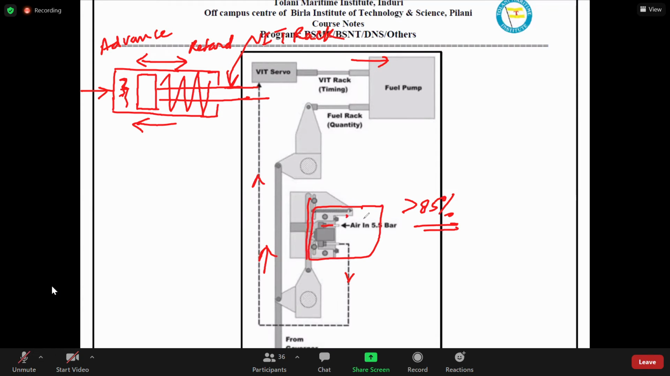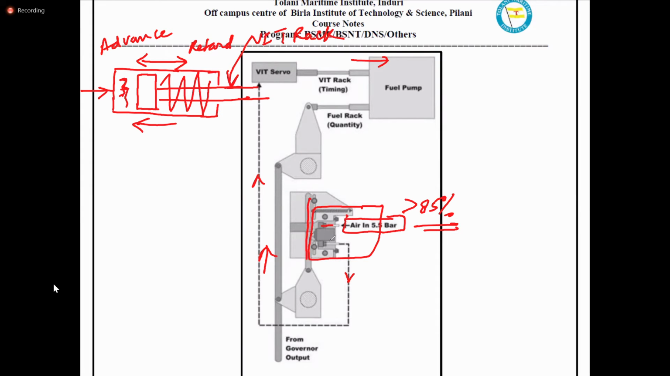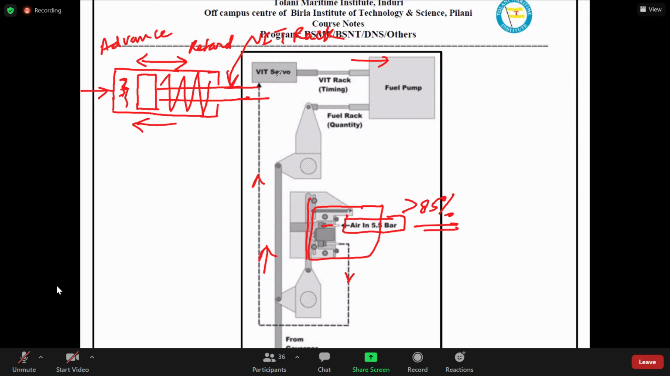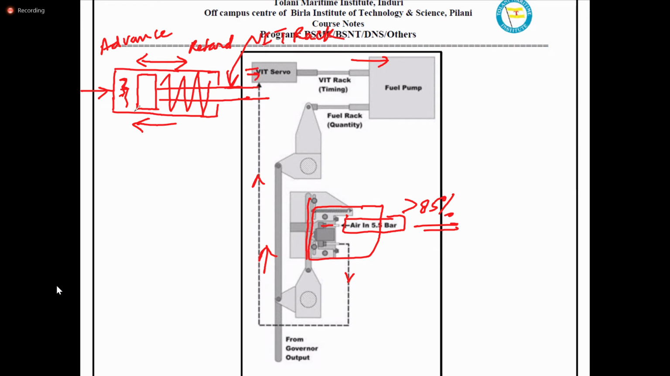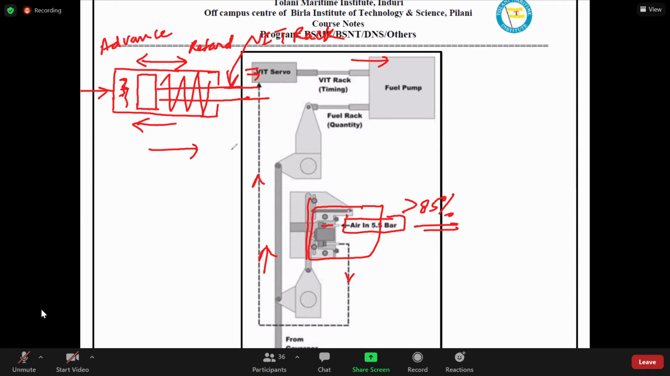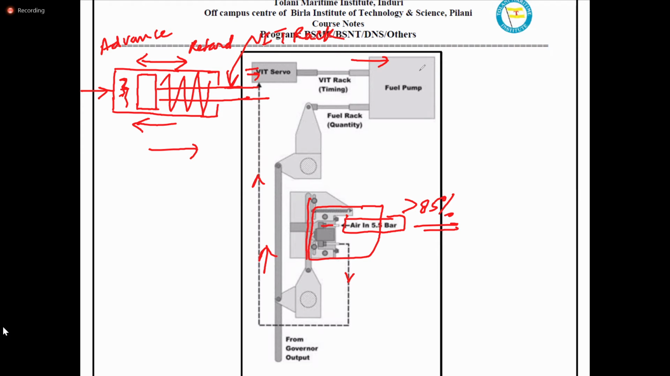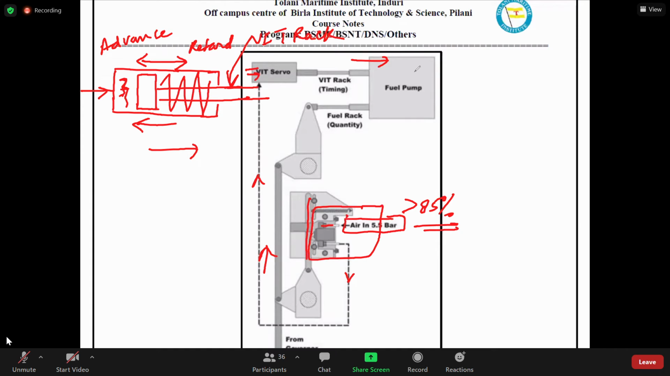Yes, sir. The air pressure, which is coming at 5.5 bar, instead of getting reduced, it will start getting increased, and the VIT servo will get more air pressure, causing the servo cylinder to move rightward, causing the VIT rack to be pushed in, which means that the barrel is moving upward, which means that you have a delayed fuel injection taking place. Is that clear? Yes, sir.